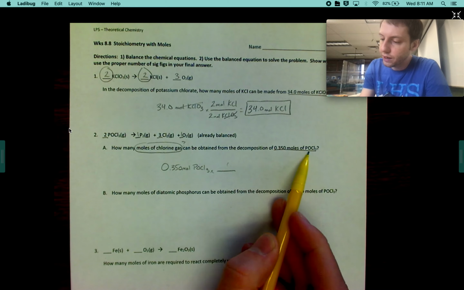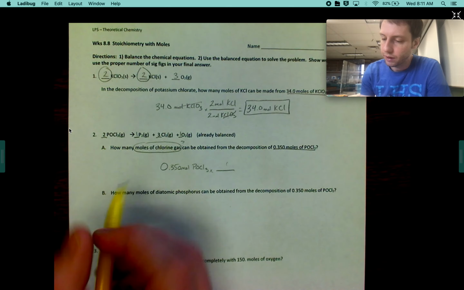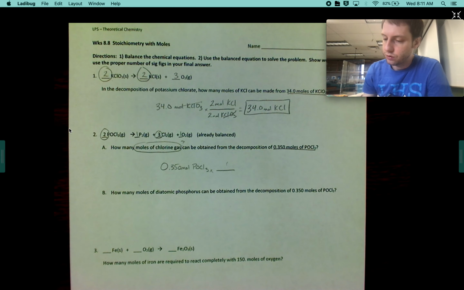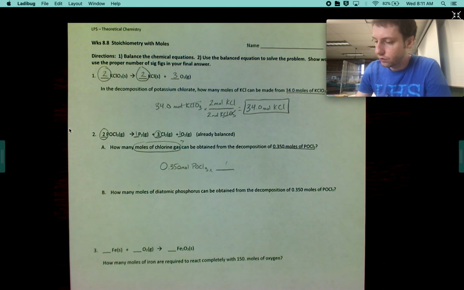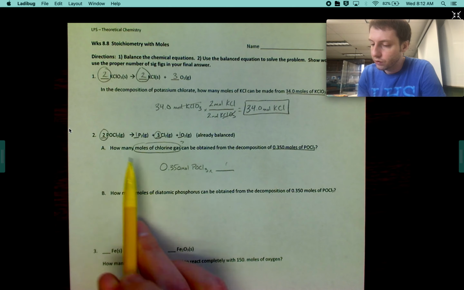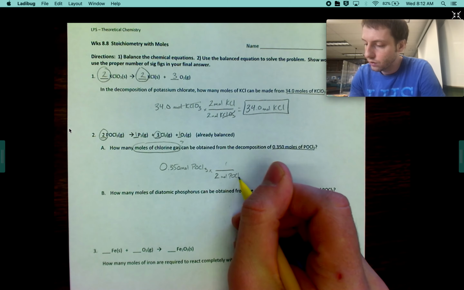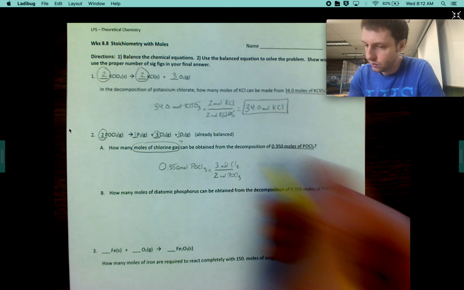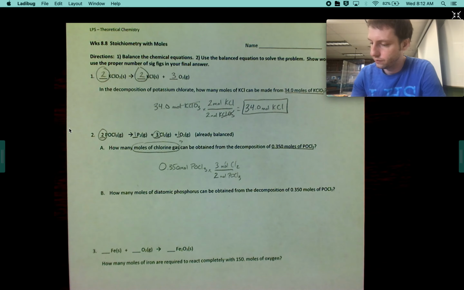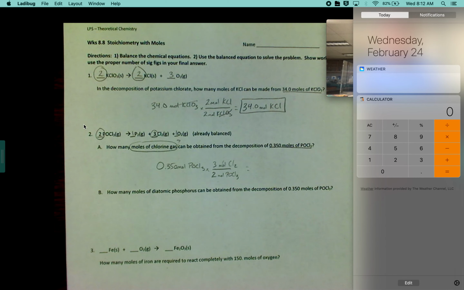So I need to get a conversion factor between POCl3 and my chlorine gas. Well, my conversion factor is 2 moles of POCl3 will make 3 moles of Cl2. And so that's my conversion factor. Which one do I put on top and bottom? Well, I'm starting with POCl3, so that's the one that needs to cancel diagonally. 2 moles POCl3, 3 moles of Cl2. All right. Plug that into my calculator.